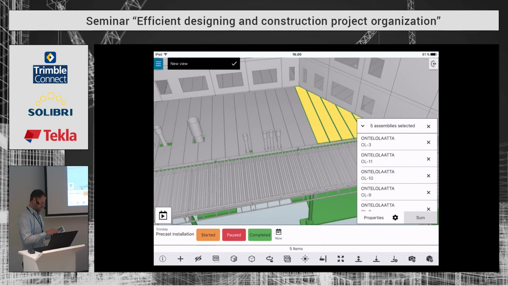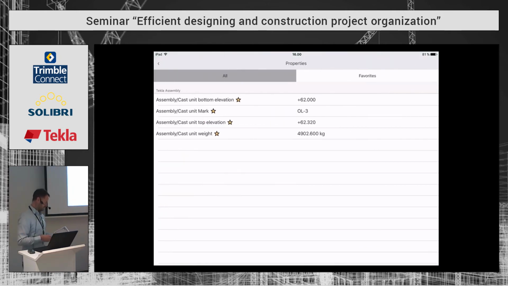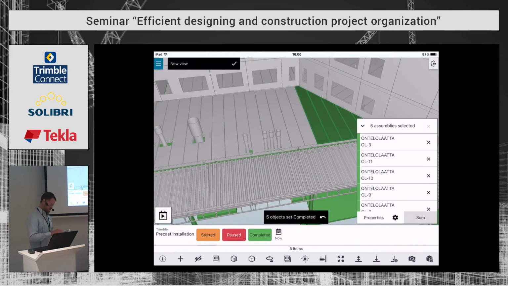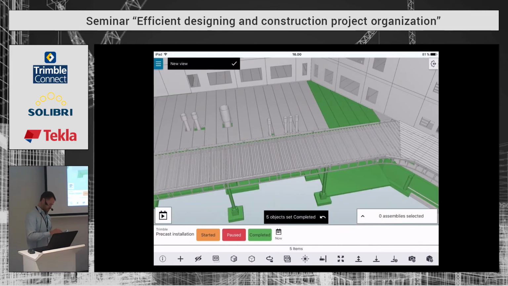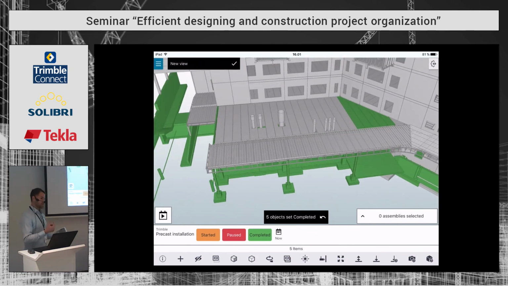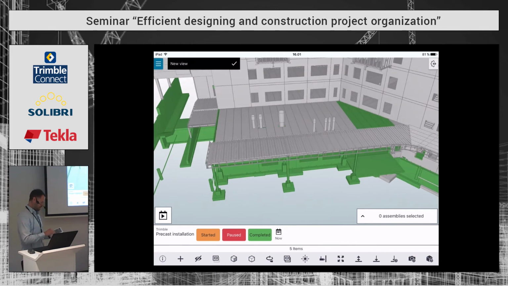Also if I want to check more information for this one hollow-core slab, I can go and see the bottom level, top elevation, the weight, and some basic information of this one. But then just tap that these are completed and now installed, and everything is working pretty well. But like I mentioned, we can also see the history of how our installation and how the design and fabrication work.